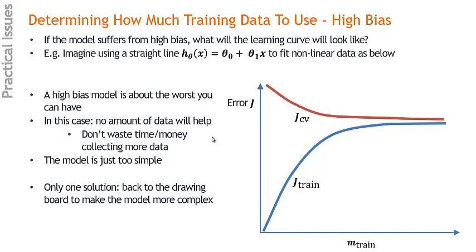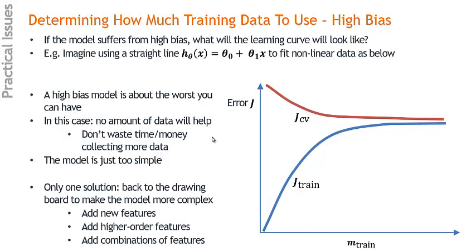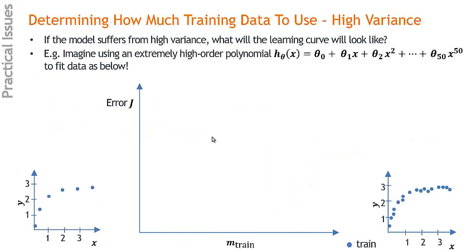Machine learning is an iterative process. So you can add new features, add higher order features, add combinations of features, or try a completely different approach. All right, now suppose we have overfitting instead. What do we expect to see?